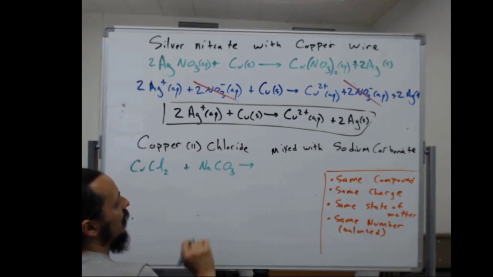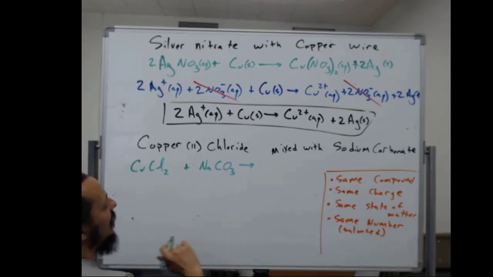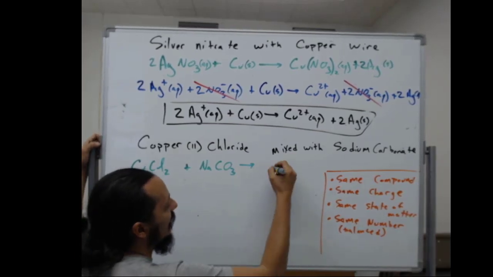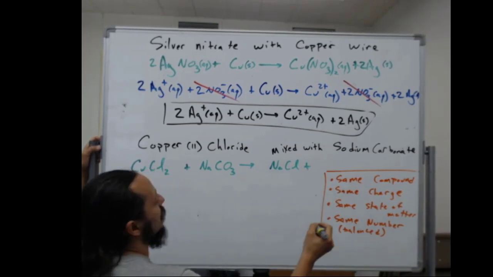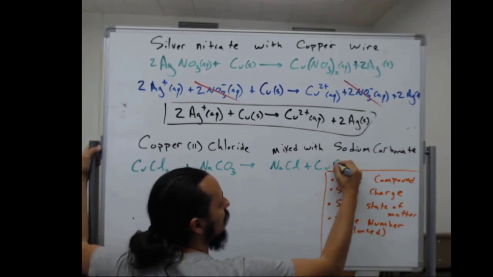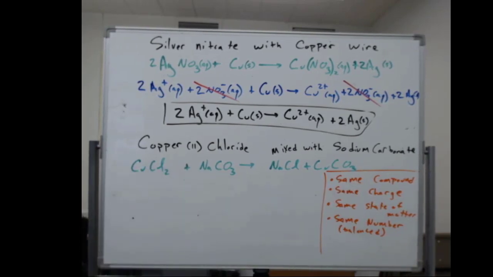Na2CO3. This goes through a metathesis reaction, flipping the cations with each other, and we're going to get NaCl plus CuCO3. And I did not give myself enough space, but we'll fix that in a moment.